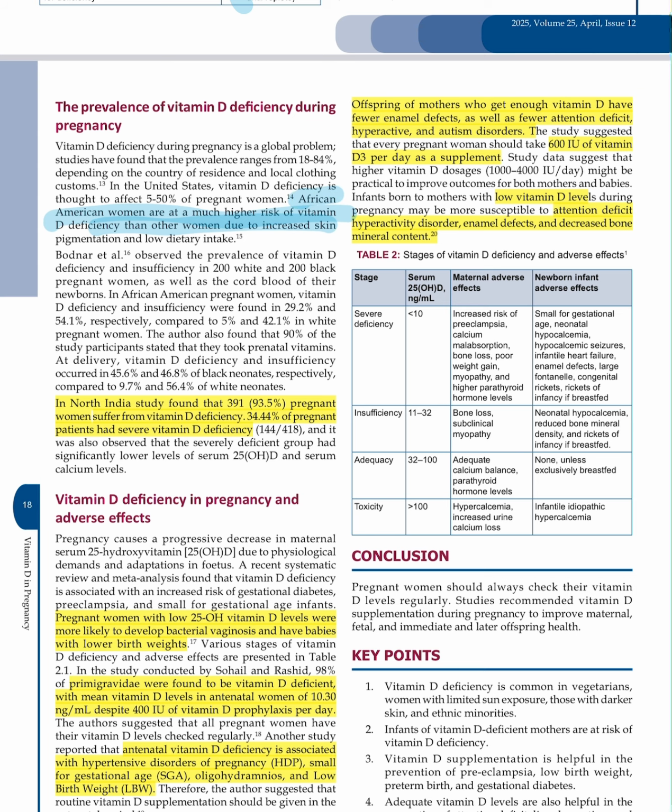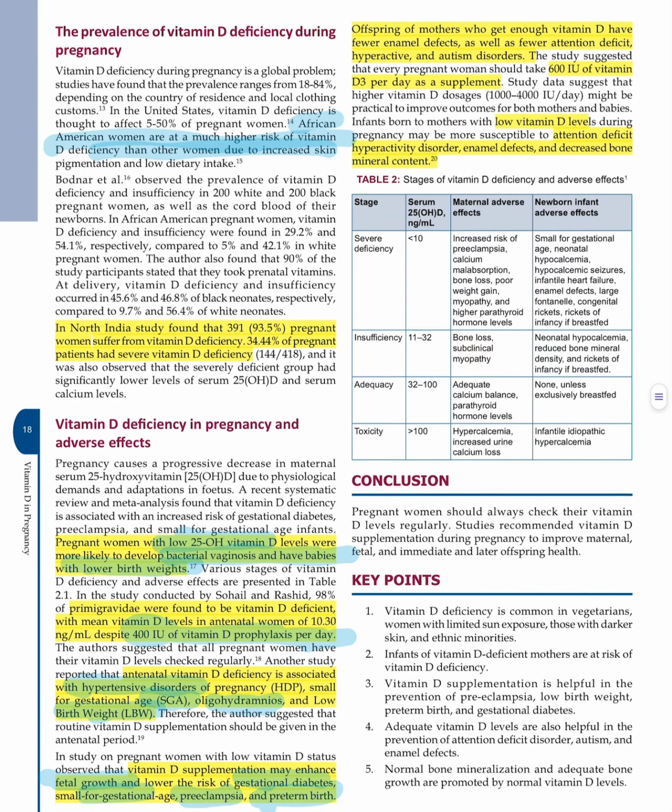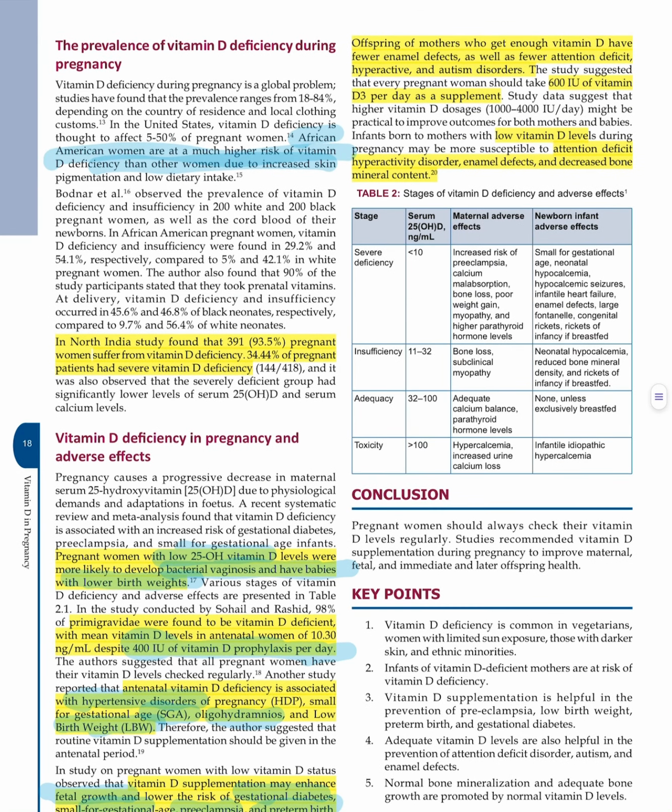Vitamin D deficiency in pregnancy and adverse effects: if the pregnant woman is vitamin D deficient, she can develop bacterial vaginosis and babies can have low birth weight. Primigravidas should take at least 40 international units of vitamin D prophylaxis per day. Antenatal vitamin D deficiency is associated with hypertensive disorders, small for gestational age, oligohydramnios, low birth weight, and so on. Vitamin D supplements may enhance fetal growth and can reduce gestational hypertension, gestational diabetes, preeclampsia, small for gestational age, and preterm birth.